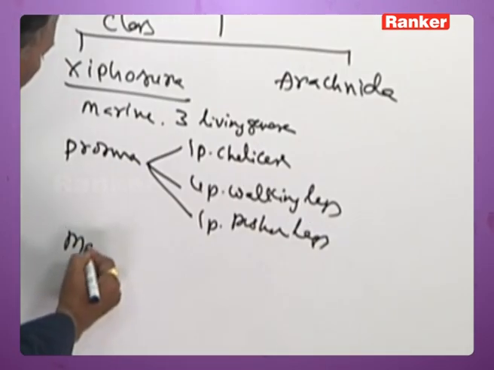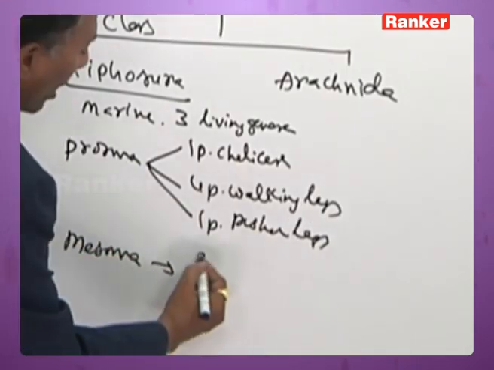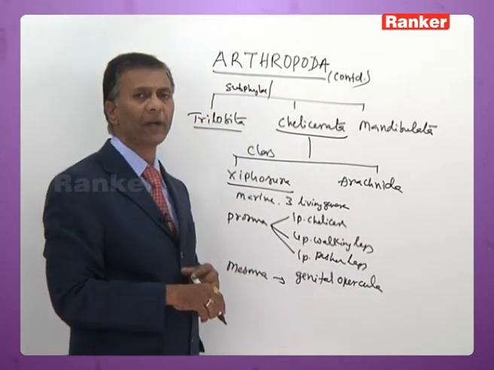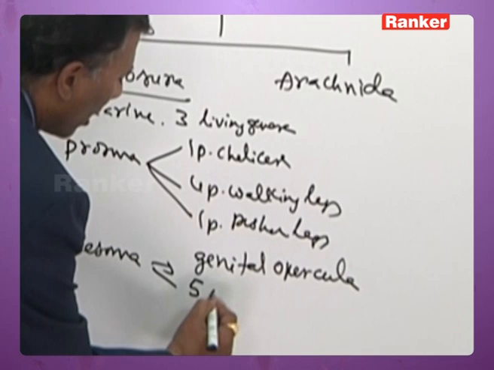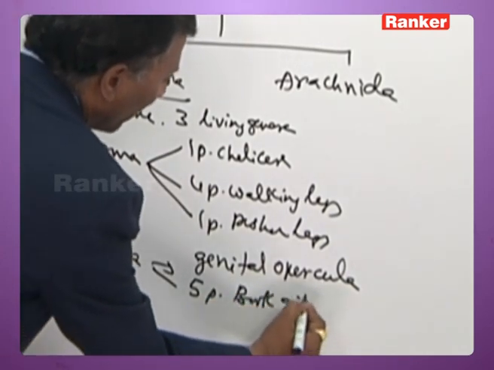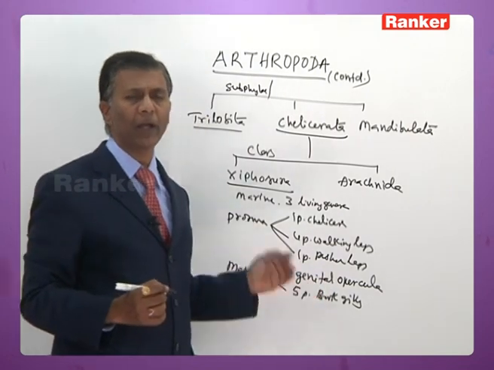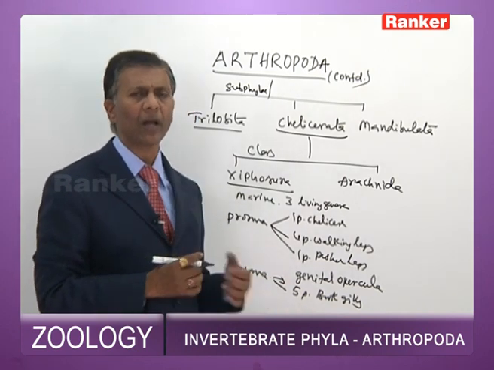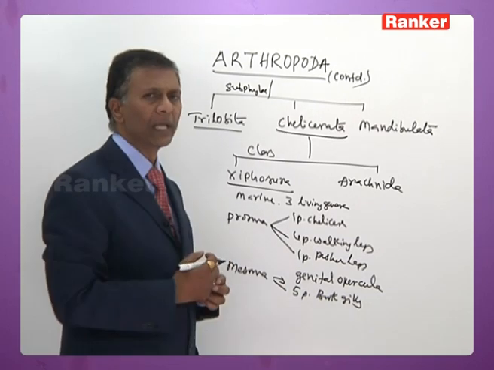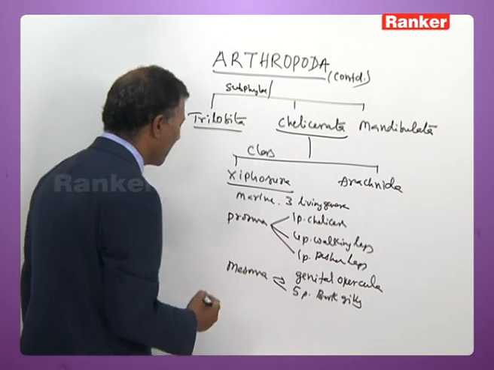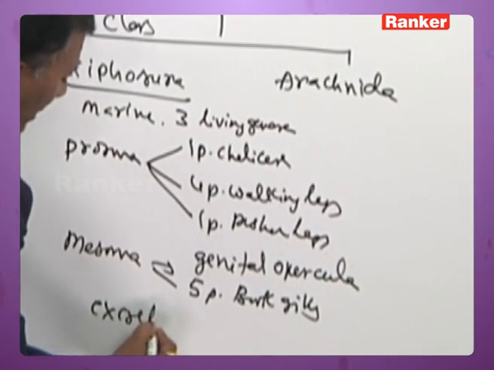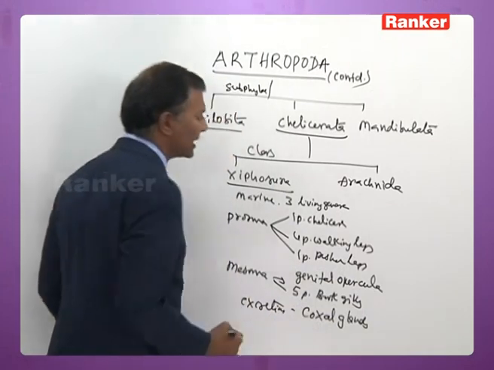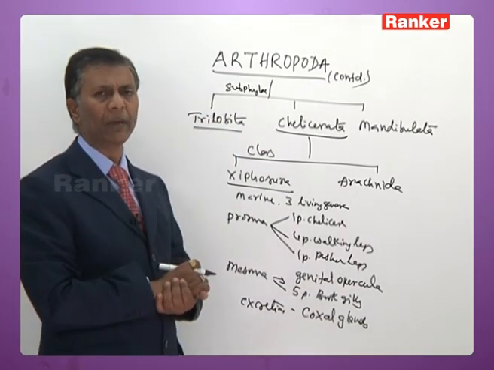Then mesosomal appendages are modified into genital opercula and 5 pairs of book gills. This is the most important point from the MCET point of view, and for all the other exams also. The respiratory organs in Xiphosurans, that is Limulus, are book gills. Then the metasoma ends with a telson. Excretion takes place by coxal glands.